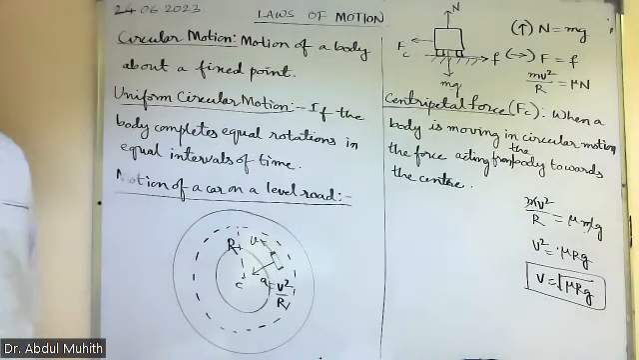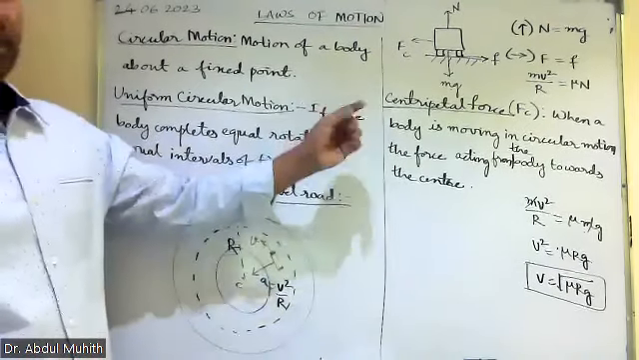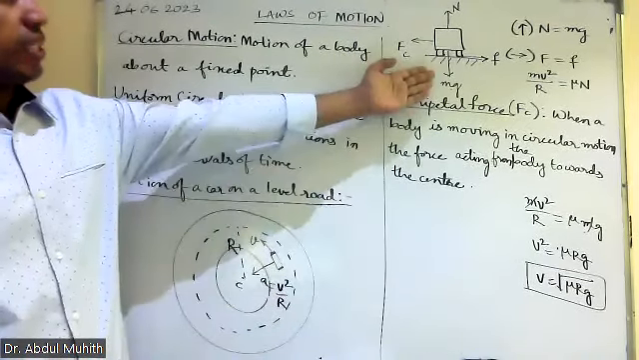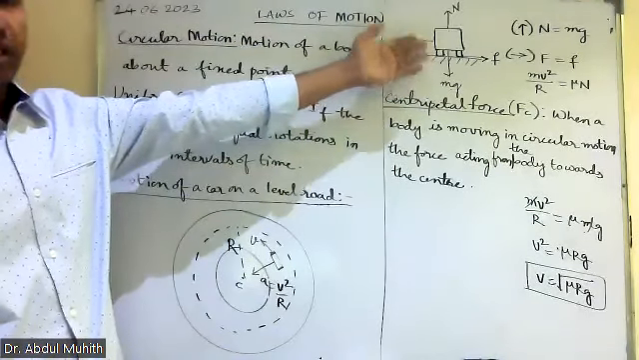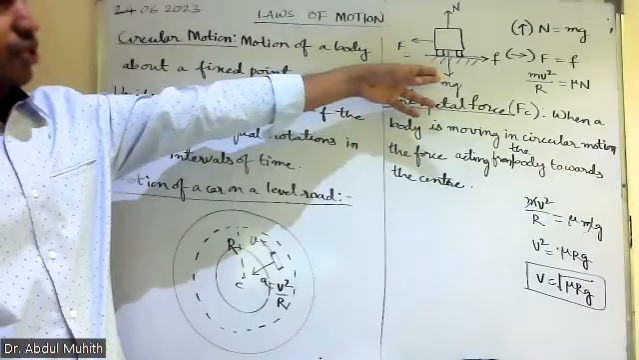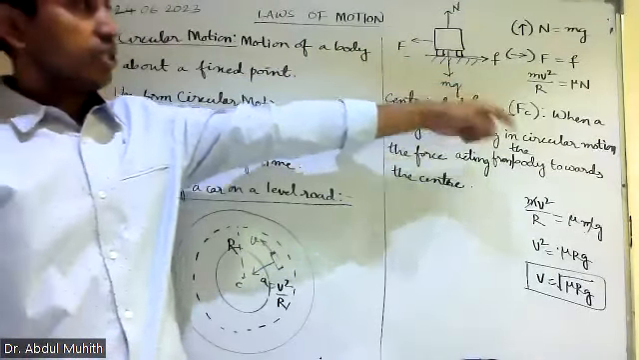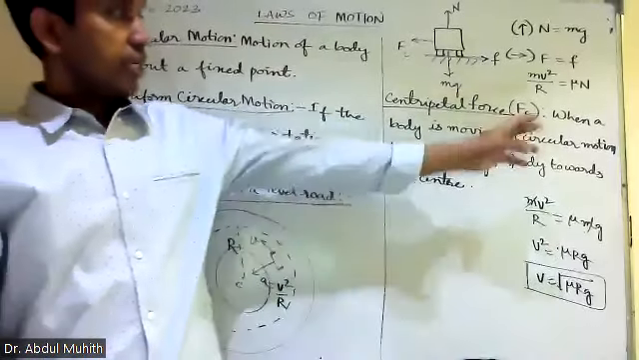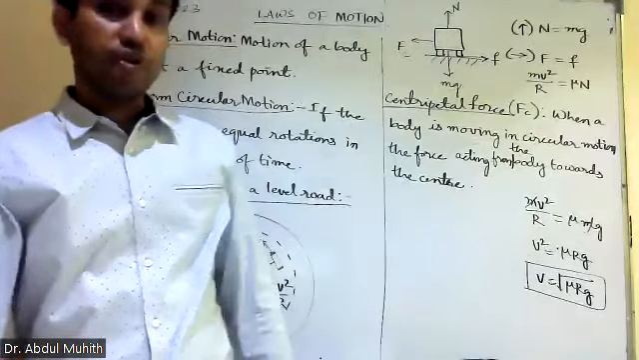This is the velocity at which the body is moving in circular motion. Once again, when the body is moving in circular motion, the force acting from the body towards the center is said to be centripetal force. Weight is acting downwards. Normal reaction is acting upwards. Centripetal force is acting towards the center. Small f is the frictional force. N equal to mg. Capital F is equal to small f. Mv square by r is equal to mu into n, and n is equal to mg. M and m will go away. V square is equal to mu rg. V is equal to square root of mu rg.